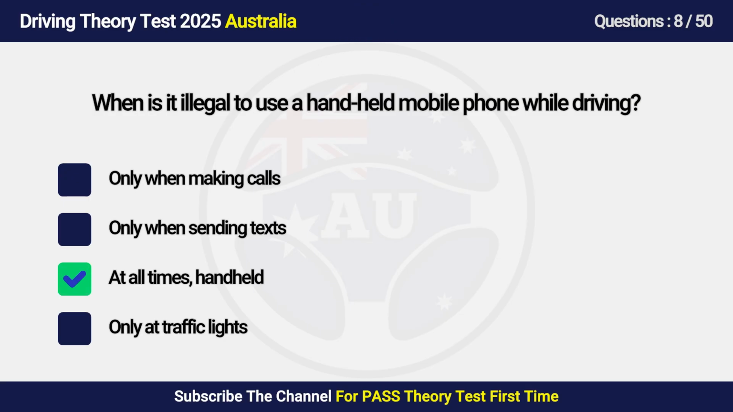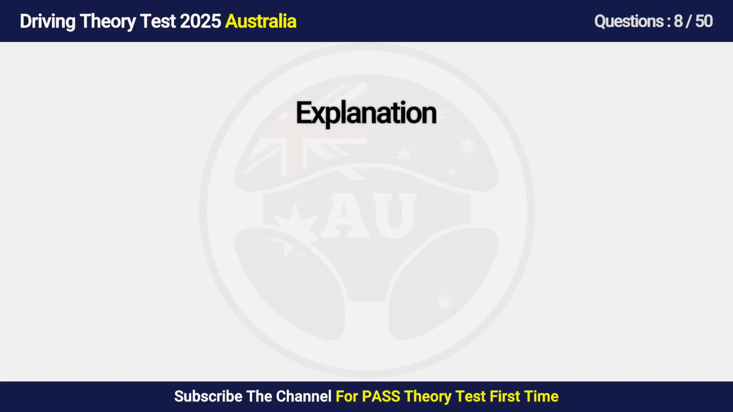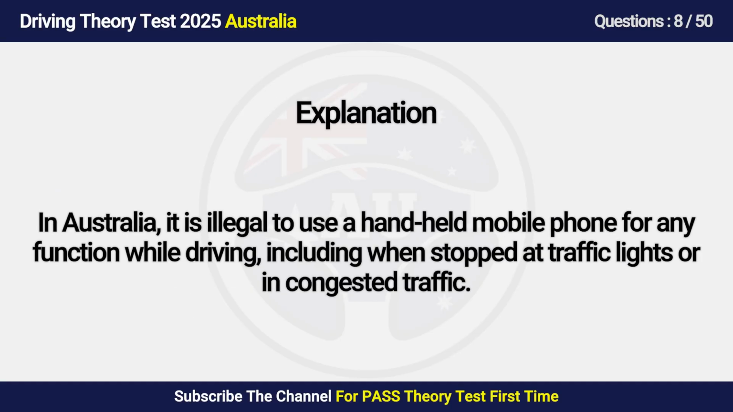Answer is C. At all times handheld. In Australia, it is illegal to use a mobile phone for any function while driving, including when stopped at traffic lights or in congested traffic.